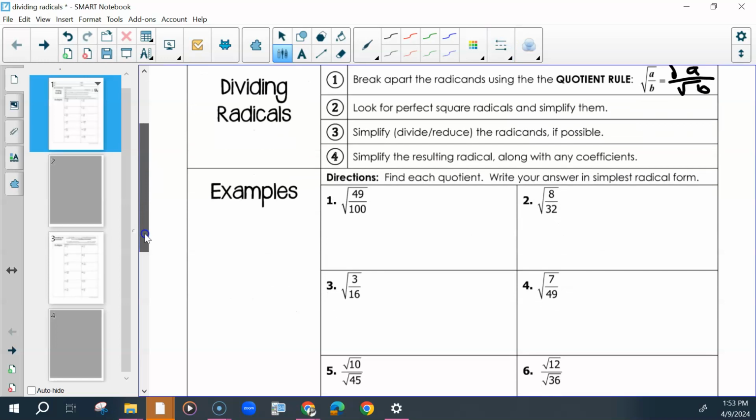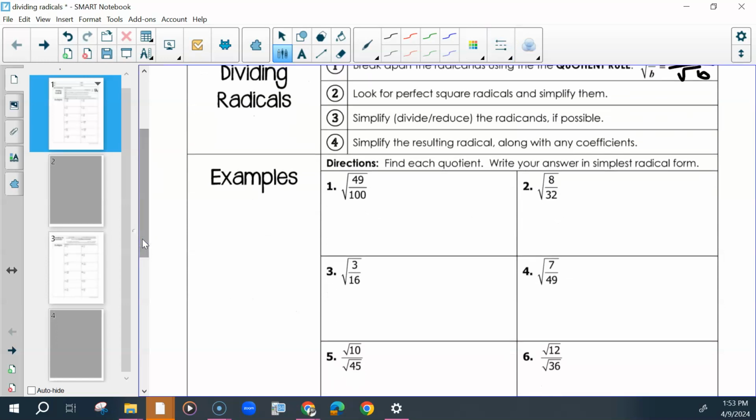Alright, so I'm going to go through a few, starting with number 1. You could do a couple different things. Think about this like I could separate this into the square root of 49 over the square root of 100. Both of these are perfect squares, so that would give me 7 over 10, and that's it. And then anything with a perfect square would do the same.